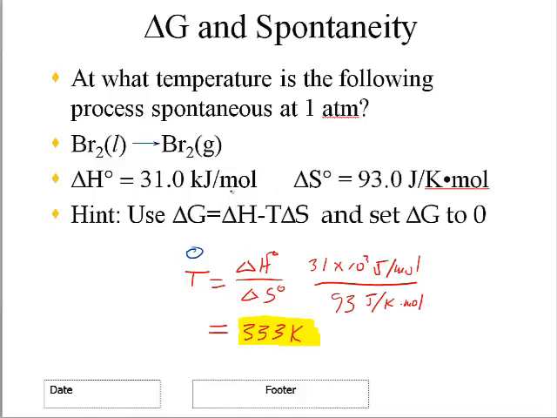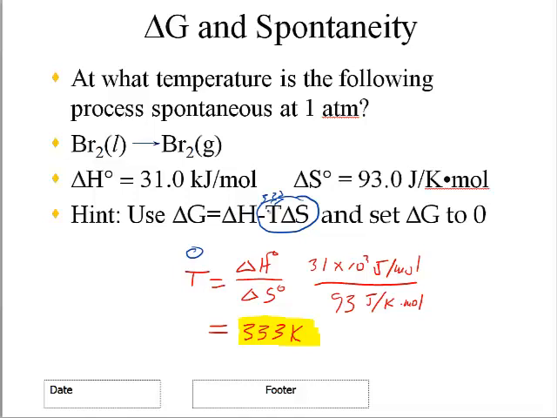Now, what does that mean? Well, if we look at this equation right here, that means if T is 333, this equals 0. So at what point will this be negative? All you have to do is go a hair above that, and this whole area right here is a negative number, and that makes G negative, right? So in other words, above 333 degrees Kelvin, the entropy value is more important.